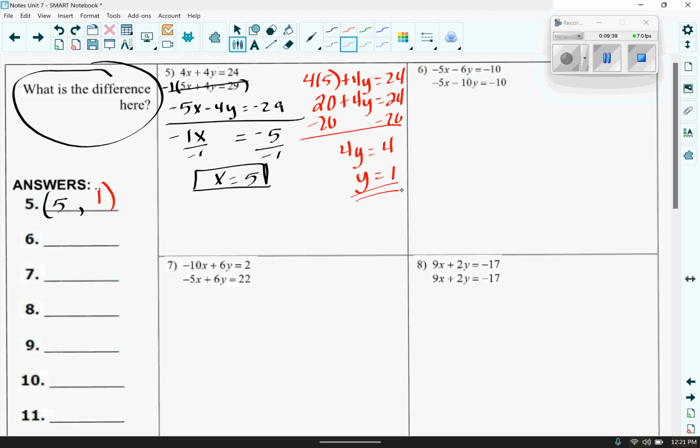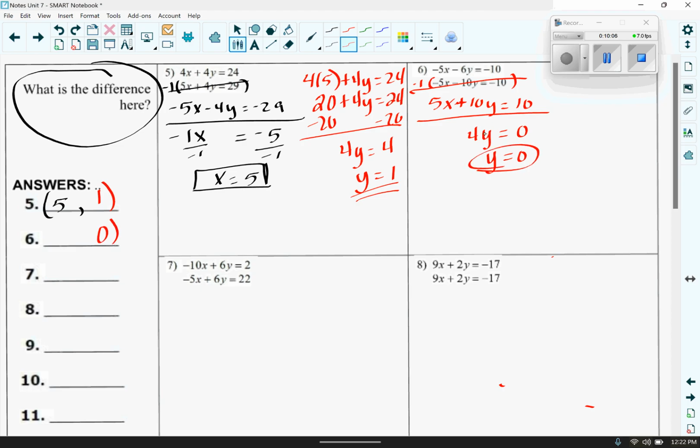Same thing on number 6. Let's go ahead and try that. My x's are the exact same, so we're going to multiply it by a negative 1. So that's going to give me a 5x plus 10y equals positive 10. And then combine. So I end up with 4y equals 0. So y is equal to 0.